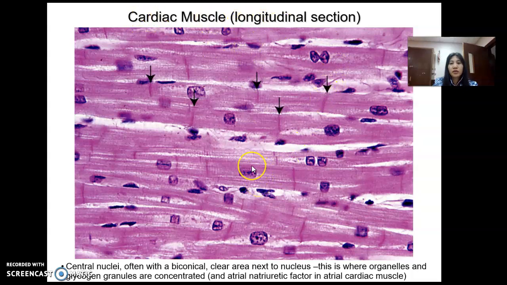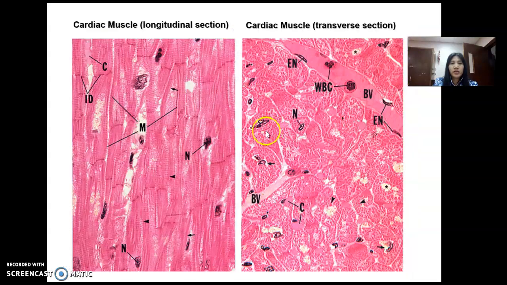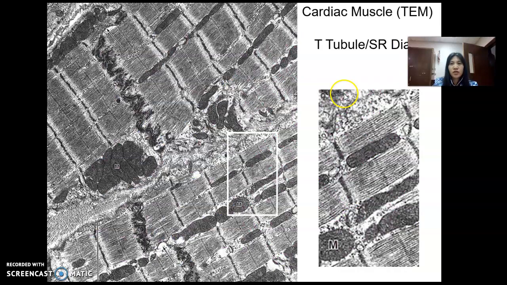This is under the microscope as well. As you can see, these dark ones here are nuclei. Okay, they are biconical. Those are these dark ones. Cardiac muscles, you can see also here, another in longitudinal section and transverse section.